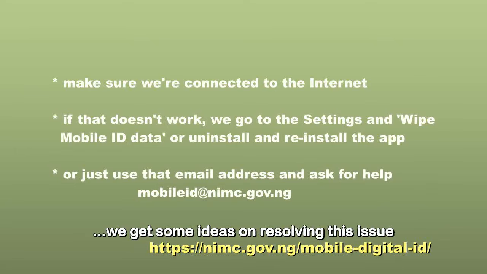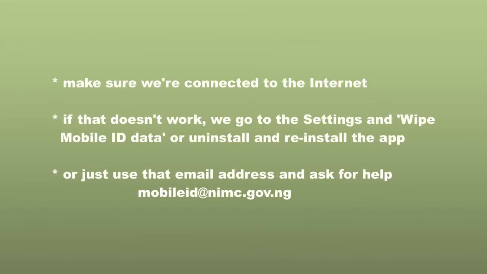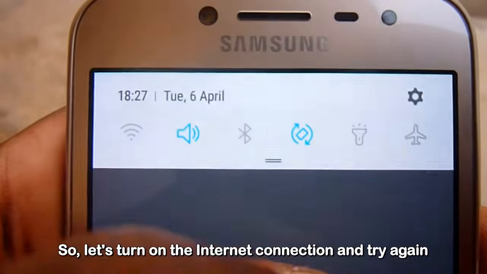When we read through that page, we get some ideas on resolving this issue. Make sure we are connected to the internet. If that doesn't work, we go to the settings and wipe mobile ID data, or uninstall and reinstall the app. Or just use the email address and ask for help. So let's turn on the internet connection and try again.